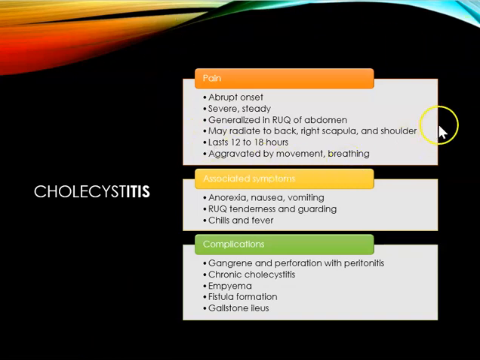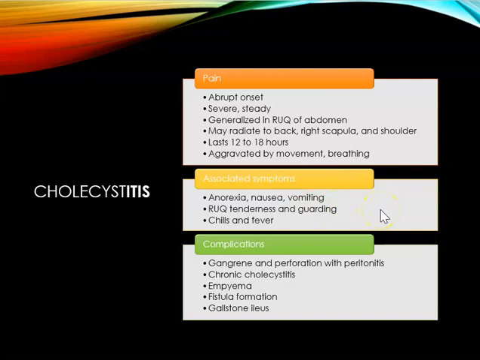In some of these manifestations, you're going to see a lot of crossover here. So we still have abrupt onset, it's still severe and steady, and it's generalized to the right upper quadrant of the abdomen. It may also radiate to the back, right scapula and shoulder, and this can last from 12 to 18 hours. It is also aggravated by movement, such as breathing. I've had some patients that tell me that bending over is quite uncomfortable when this is going on.